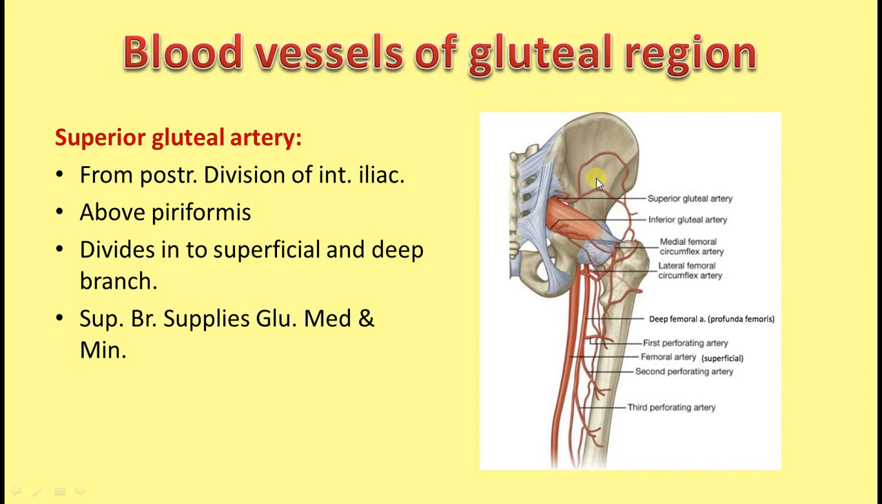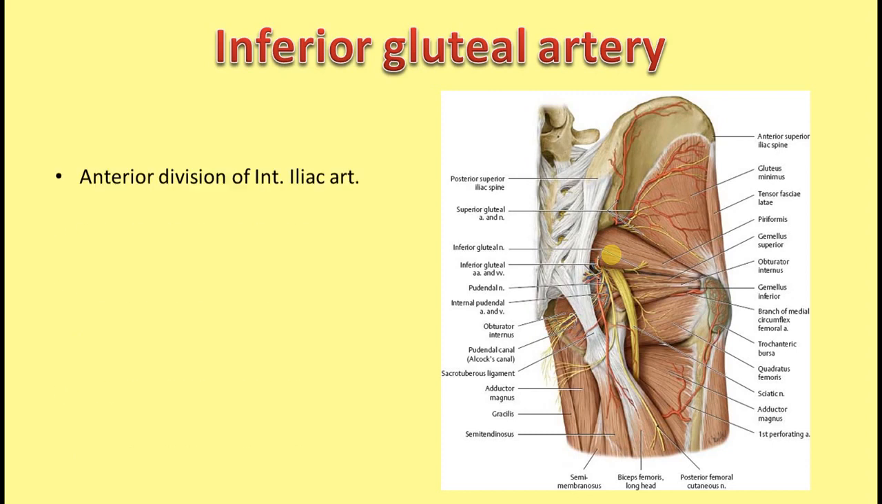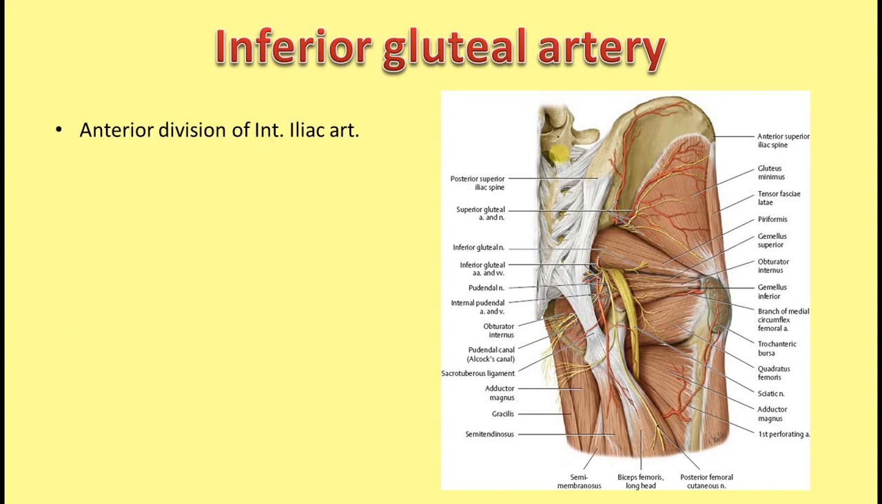The deep branch is going to take part in the anastomoses, mainly your cruciate anastomoses, and the spinous anastomosis. So it takes part in the spinous anastomosis and also the anastomosis around the greater trochanter, that trochanteric anastomosis. Superior gluteal artery is from the posterior division of the internal iliac artery. Inferior gluteal artery is actually from the anterior division of the internal iliac artery.